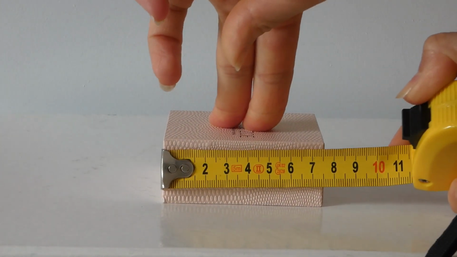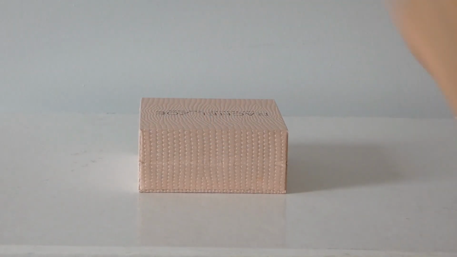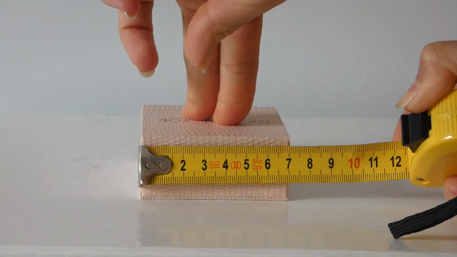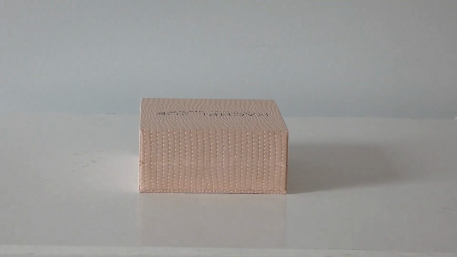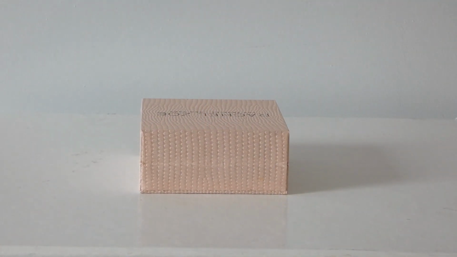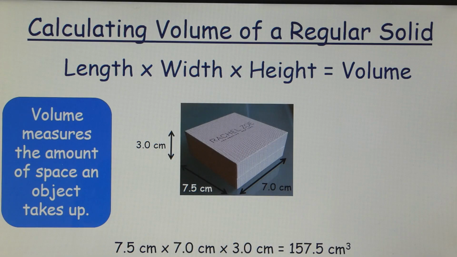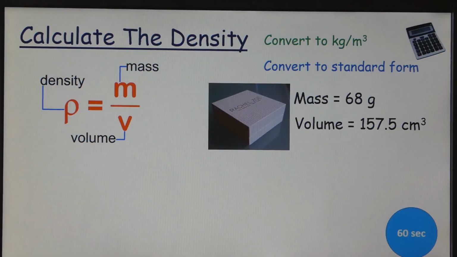First, we measure the length, 7.5 centimetres. Next, the width, 7 centimetres. And finally, the height, 3 centimetres. So we have found out the length was 7.5 centimetres, the width was 7 centimetres, and the height was 3 centimetres. So to work out the volume, we multiply them together and we get the answer 157.5 centimetre cubed. Over to you now.